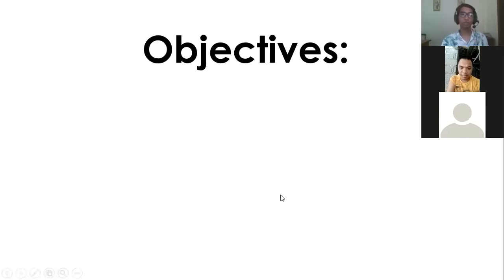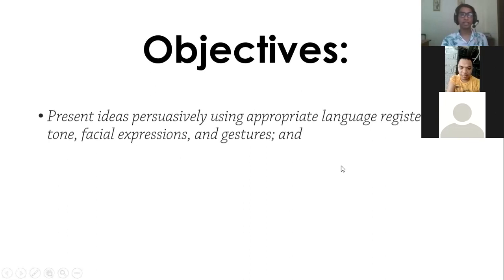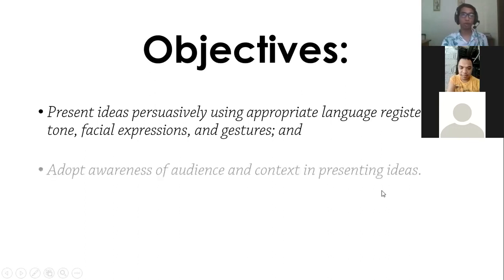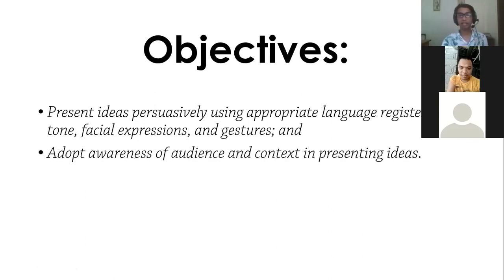So our objectives will be, number one is present ideas persuasively using appropriate language registers, tone, facial expressions, and gestures. The other one is to adopt awareness of audience and context in presenting ideas. So these are our two objectives that we need to accomplish for this afternoon. Okay, I believe that your writing activity will somehow help you, right? Especially in delivering, because we are now in that deliver part.